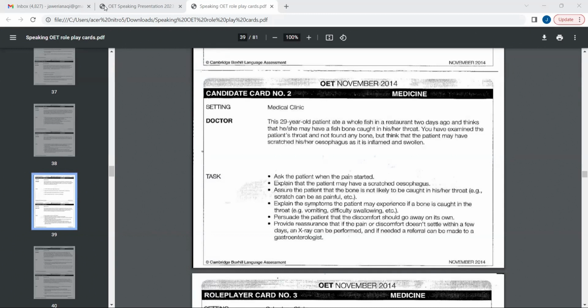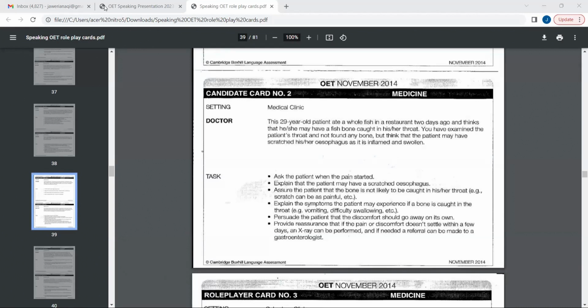If the pain worsens or still continues, we'll do an X-ray image to ensure there is no bone. Also we can do a referral to the gastroenterologist doctor to reassure more. Okay. Could you understand me well? Yes, I think it's clear, doctor.